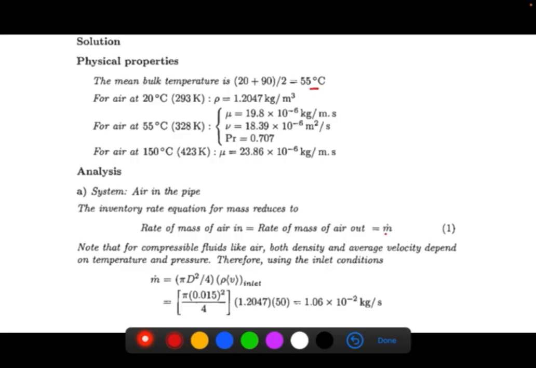Now initial analysis. The inventory rate equation for mass would be: the rate of mass of air in would be the rate of mass of air out. That would be equal to our mass flow rate. Now we know mass flow rate can be written as pi D square by 4, this is the area, into rho into V of inlet. So we get the mass flow rate as 1.06 into 10 to the power minus 2 kg per second.